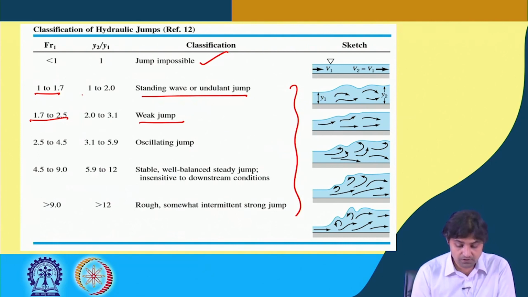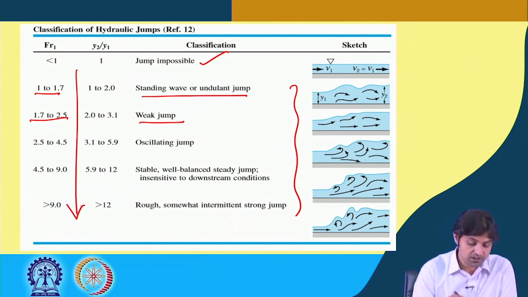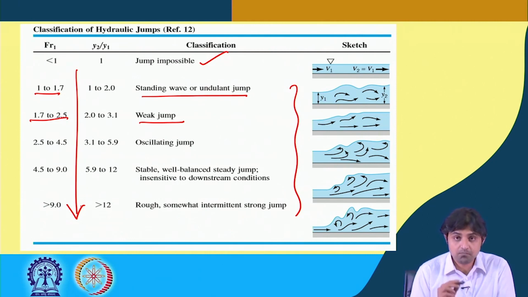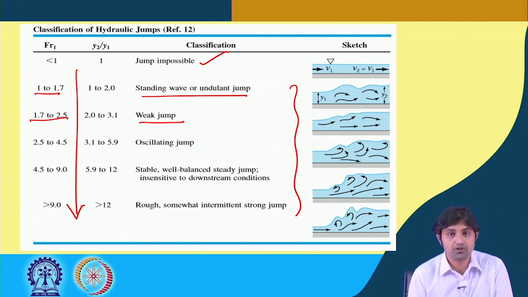As the Froude number at upstream keeps on increasing, the jump becomes more and more violent. That is an important message that you must remember. You do not need to worry about the value of the Froude number for an oscillating jump or a steady jump. The main thing is that for a Froude number less than 1, no jump is possible, and if the Froude number at the upstream section keeps on increasing, the jump is going to become more and more violent.